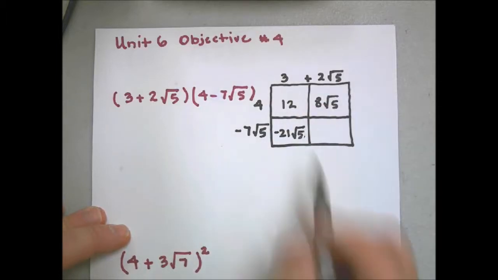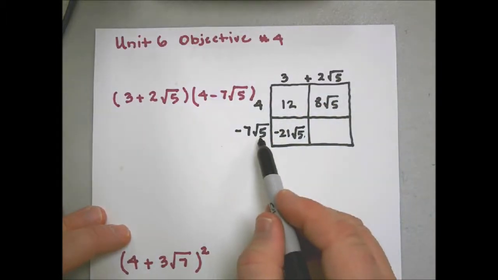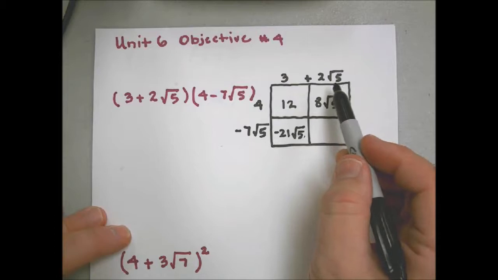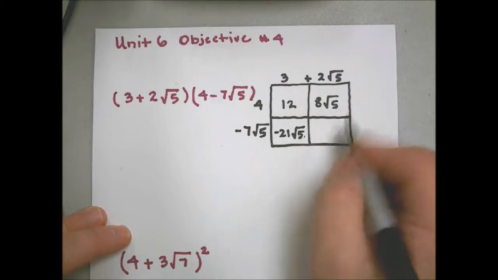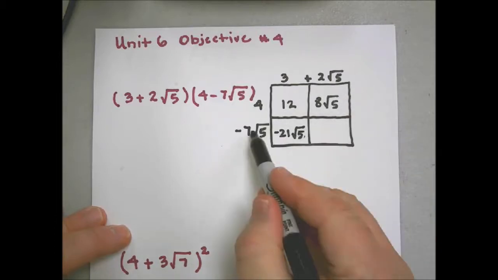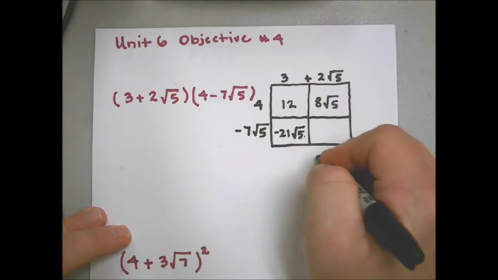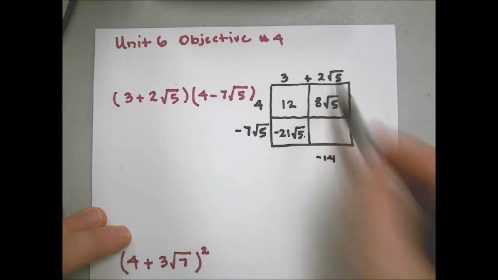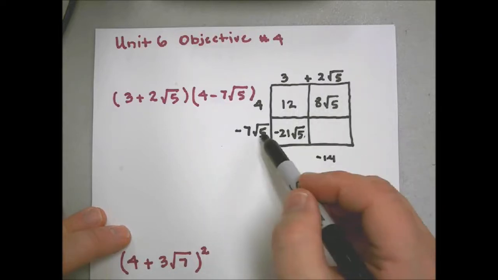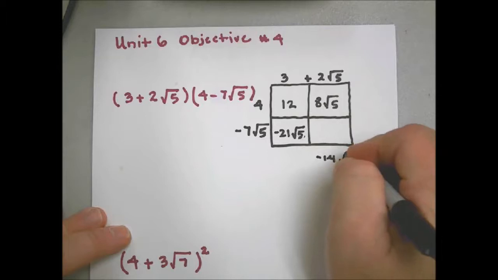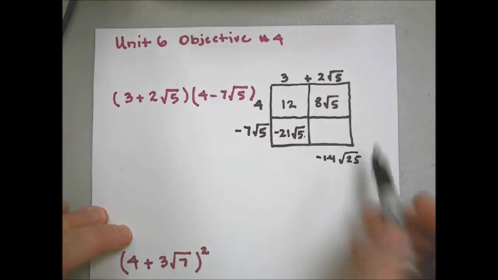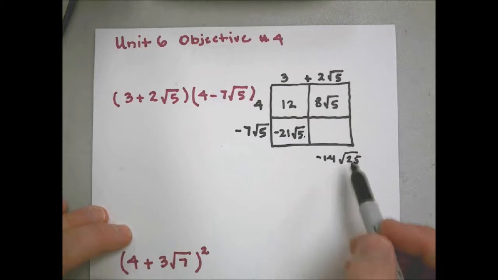And then the last one, negative 7 square root 5 times 2 square root 5. Well, outside times outside would stay outside, so that would be negative 14. I'm going to do this down here under the box. Negative 7 times 2 is negative 14. Now, inside times inside stays inside, so square root 5 times square root 5 would be the square root of 25.